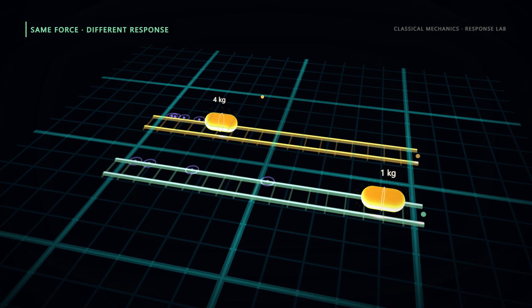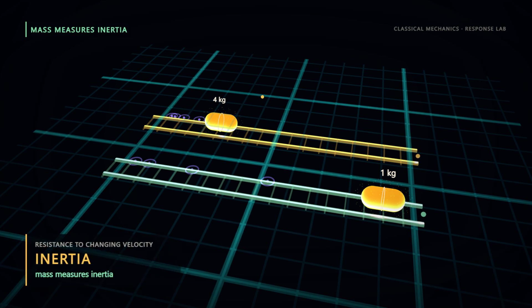The larger mass resists the change in velocity more strongly. This resistance to a change in motion is inertia. Mass measures inertia. A massive object can certainly accelerate. Producing the same acceleration simply requires a larger net force. Watch the heavier capsule repeat the first response only when its force grows fourfold.